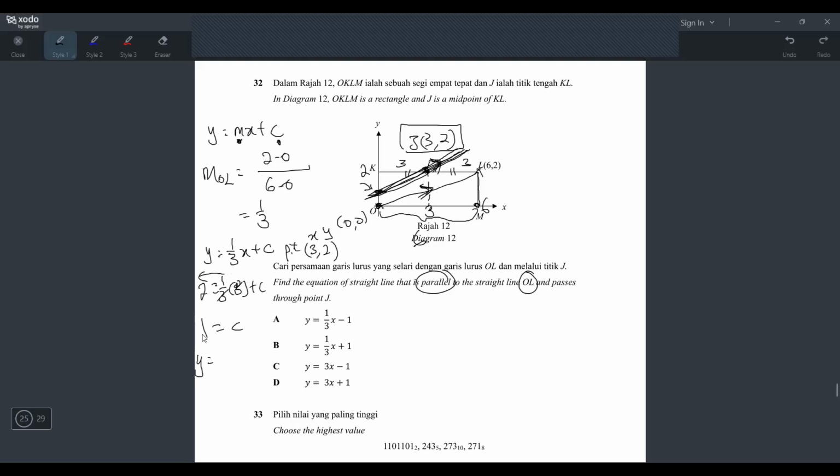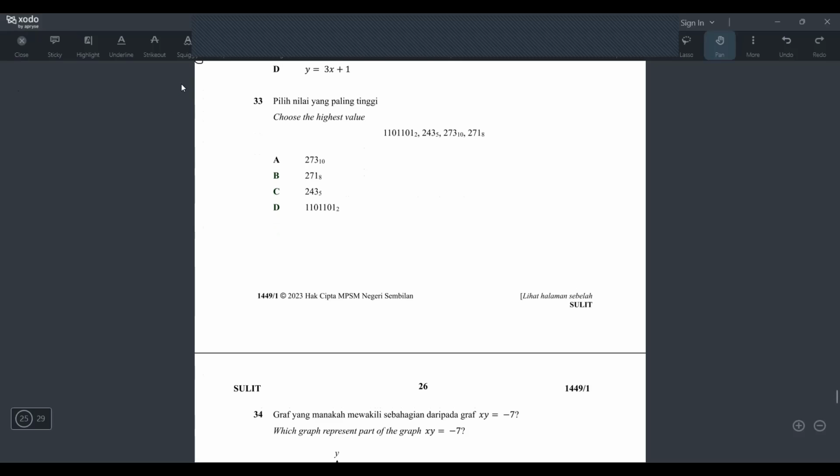So now you can write again, what is your equation? y equals mx plus c. So 1 over 3x plus c means plus 1. So the answer is B. Okay, that's how you do it.